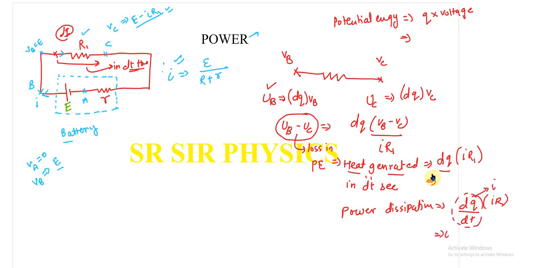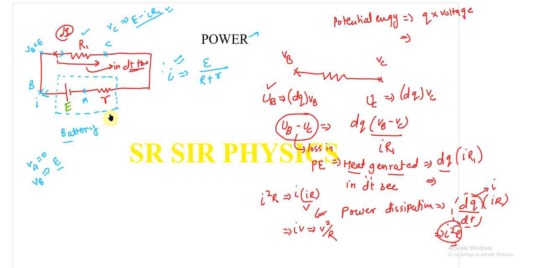So the formula became I square R. This is the very famous formula that the power dissipated in a resistor can be written as I square R. If we keep I and IR like this, then this becomes the potential difference. So this became IV, and this can further be written as V square by R. Fine, so this is the very famous formula, the power dissipation across a resistor.